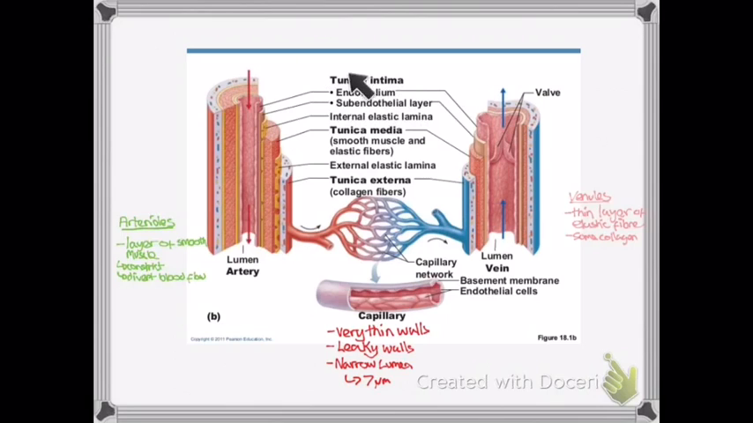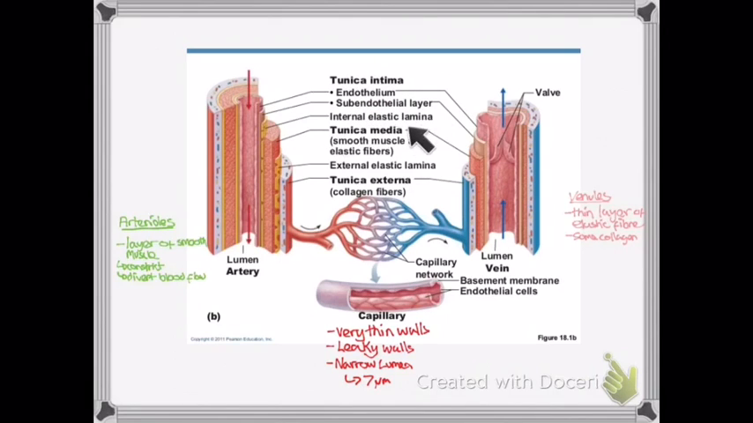Right, first of all, we've got our 3 layers. We've got the tunica intima, which is a thin layer of elastic tissue. It allows the walls to stretch and recoil to help maintain blood pressure.